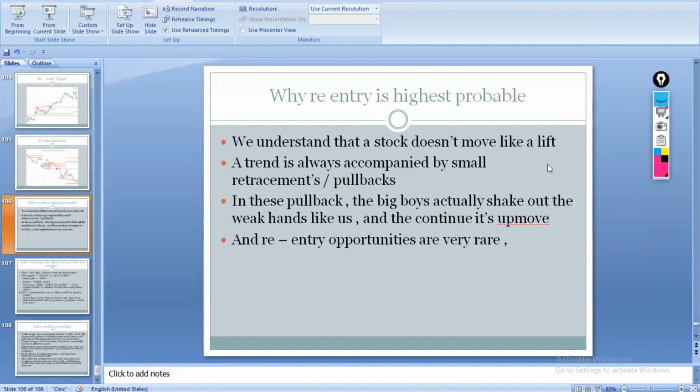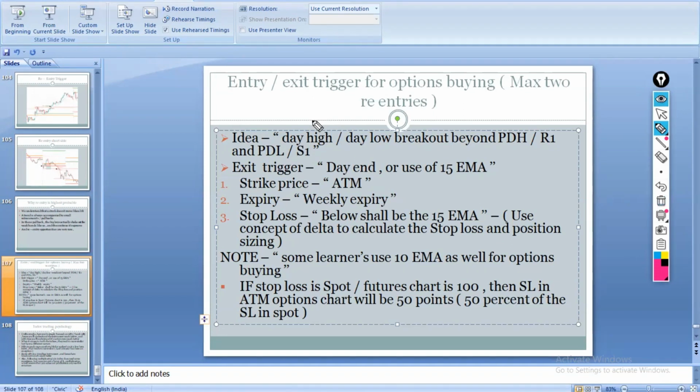That's it. Right, that's now the entry and exit trigger for options buying, right? We're talking about a maximum of 2 re-entries, right? Now let's just get this done over here, right? The idea is day high, day low breakout beyond previous day high and R1, and previous day low and S1.